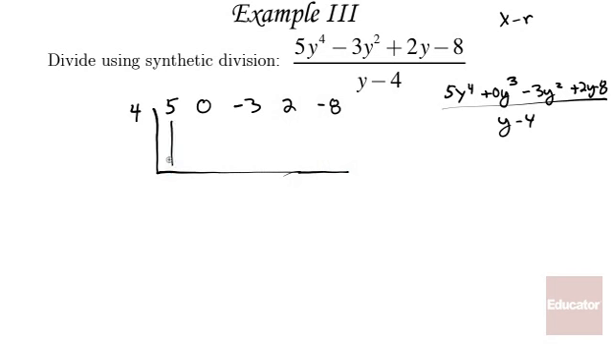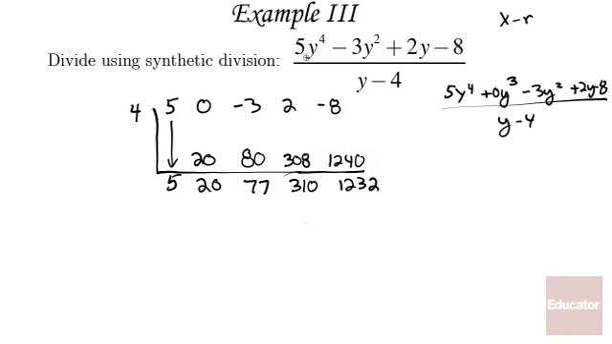Okay, the first step is just to bring down that first term, 5. Second step, multiply. 4 times 5 is 20. After multiplying, add. 0 and 20 is 20. Multiply again. 4 times 20 is 80. Negative 3 and 80 is 77. 4 times 77, if you calculated that out, you would find that it's 308. 308 plus 2 is 310. 4 times 310, if you work that out, you'll find that it's 1240. 1240 and negative 8 is going to give you 1232.